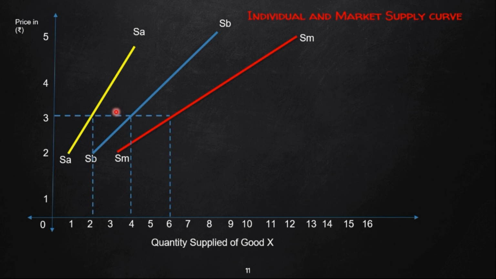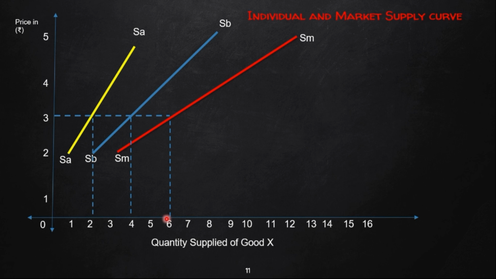In this diagram, you can observe that at a price of 3, seller A supplies 2 units of commodity X and seller B supplies 4 units at the same price. When we add the quantity supplied of sellers A and B, we get the market supply curve. The market supply curve is derived from the horizontal summation of individual supply curves. So the market supply curve is basically used to determine the equilibrium price in the market.